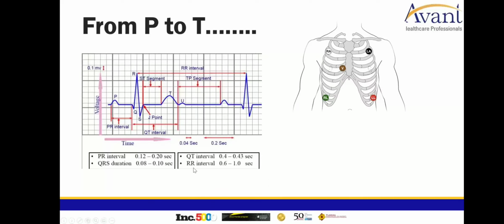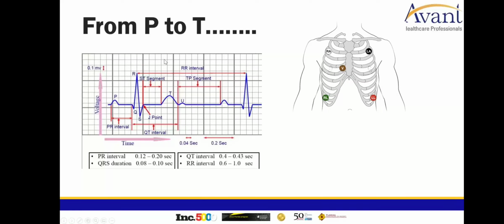Now, we did not mention the R to R interval, which is when we look from one R to another R. We're going to talk about that in a moment when we talk about time. Now, how do we determine how long things are taking? We have to also talk a little bit about the EKG paper or strip.